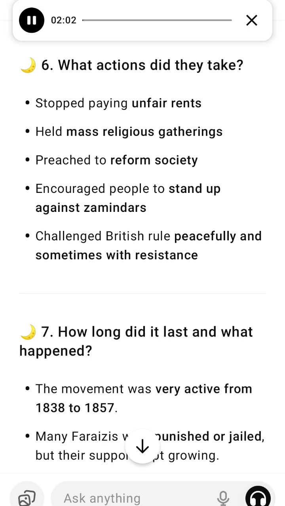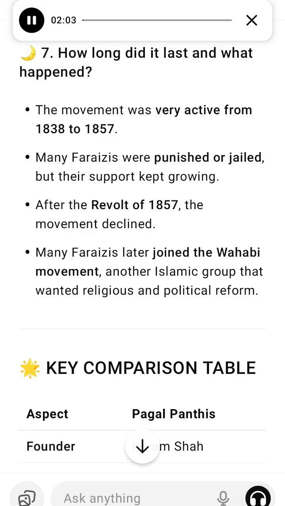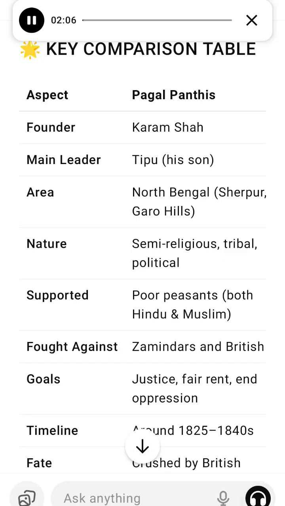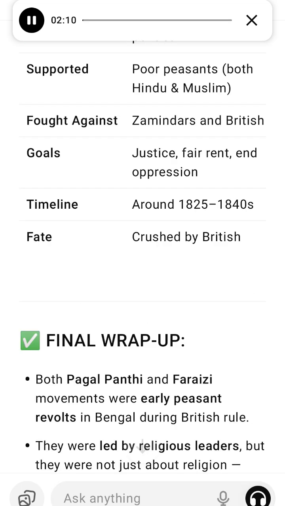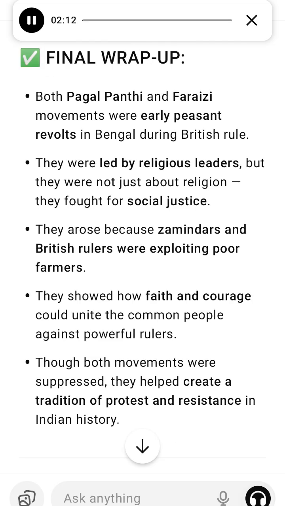Part 2. Farisi Movement, 1818-1857. 1. What was the Farisi movement? The Farisis were a Muslim religious reform group that also fought for social justice and freedom from British rule. The name Farisi comes from Fariz, which means compulsory religious duties in Islam, like prayer, honesty, fairness.